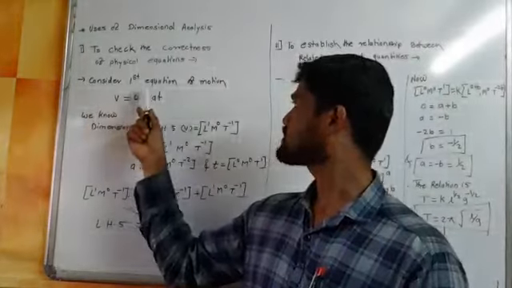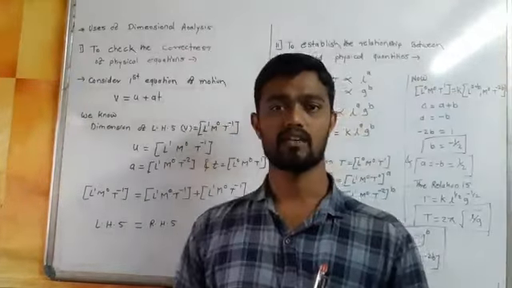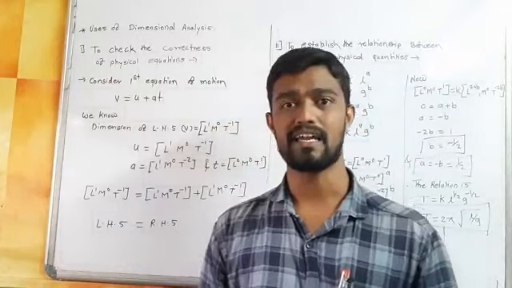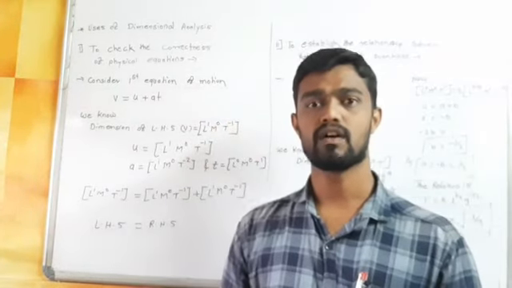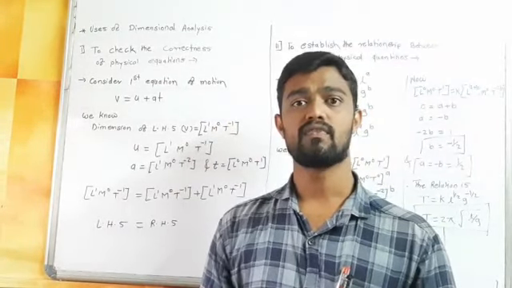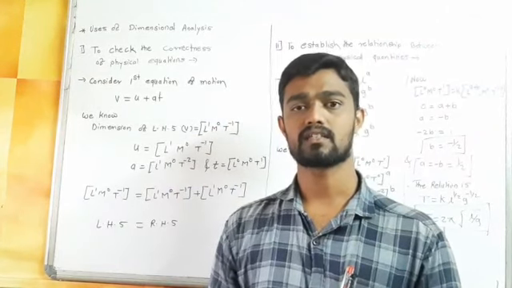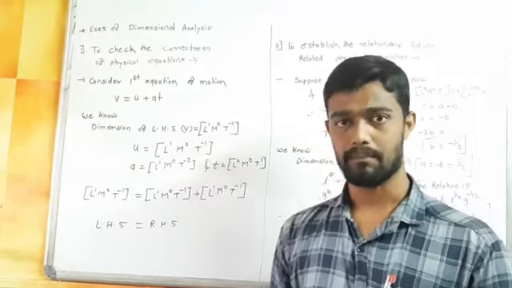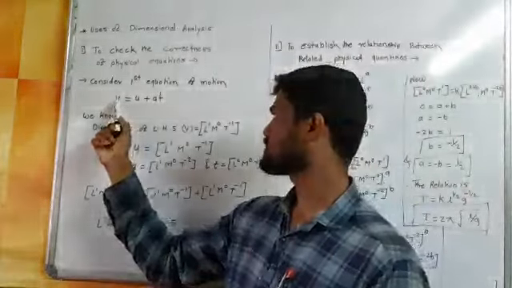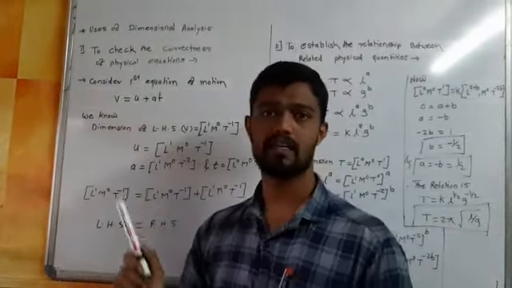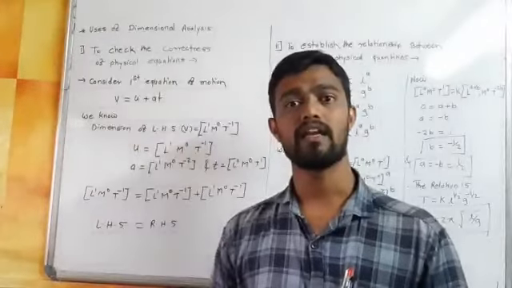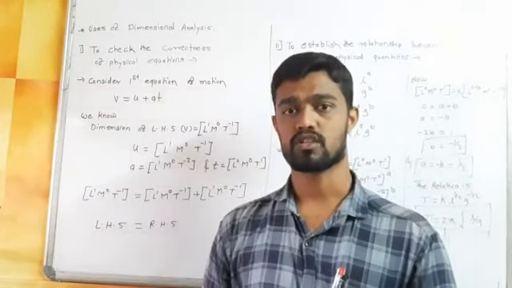So consider the first equation of motion. We know the equation of motion: V is equal to U plus AT. V is defined as your final velocity, U is the initial velocity, A is the acceleration, and T is your time. This equation is defined as the first equation of motion.